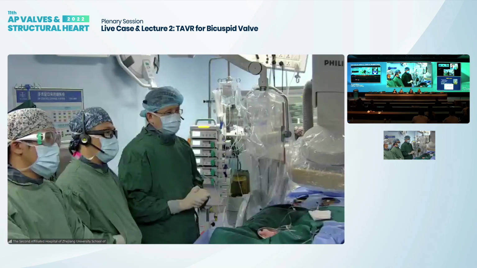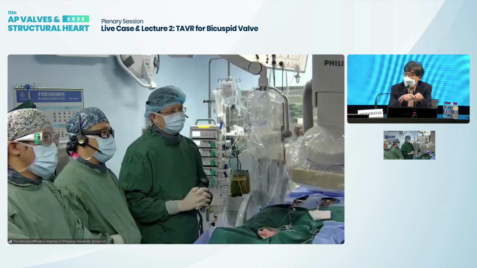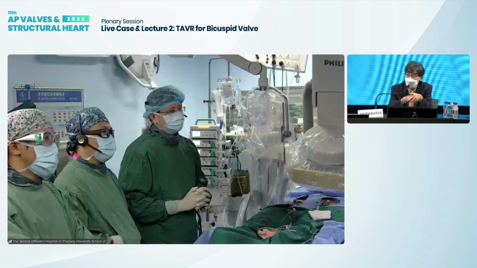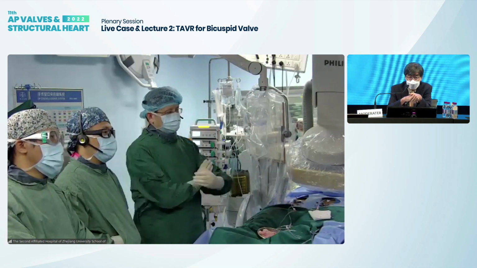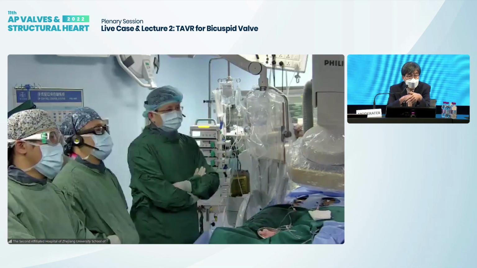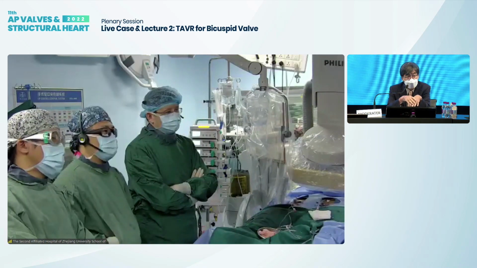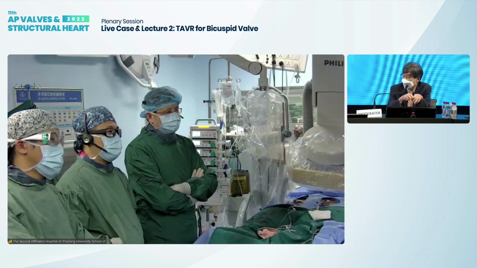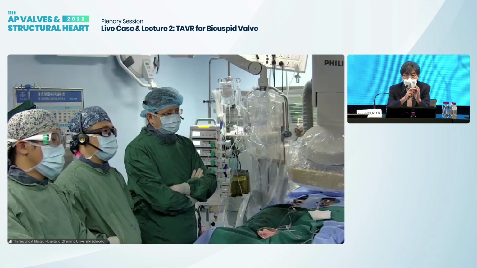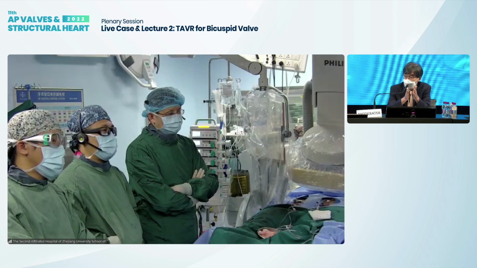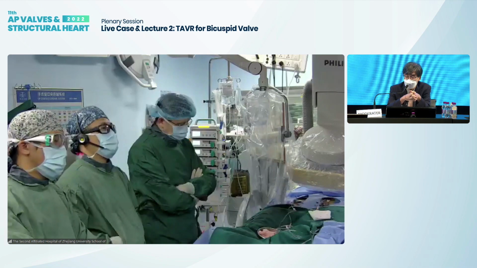Actually, I agree with this patient in the clinical aspect. This patient is a really high-risk patient. First one is the bicuspid. Second one is a heavy calcific. It means the procedural success or effectiveness might be lower, and after the TAVR valve deployment, there is more risk of complication, and since it is not concentric but eccentric, there is more risk of paravalvular leakage.